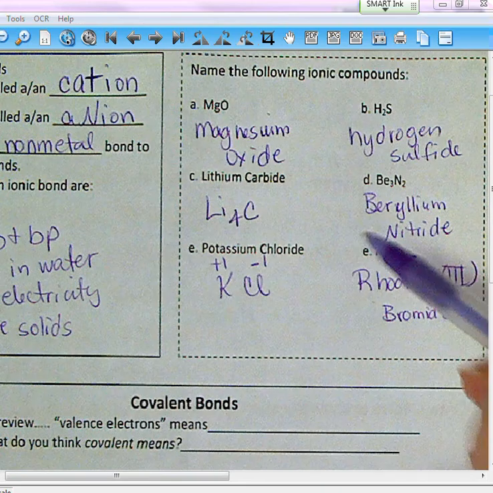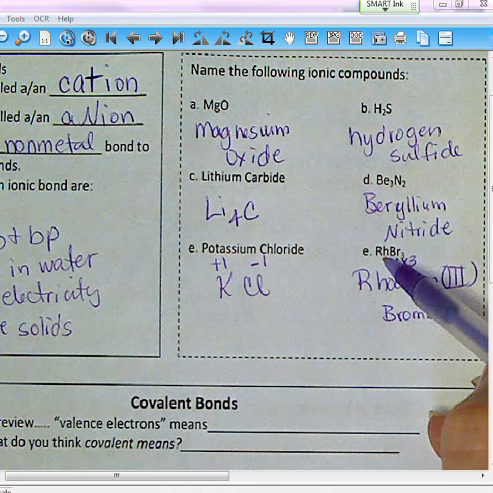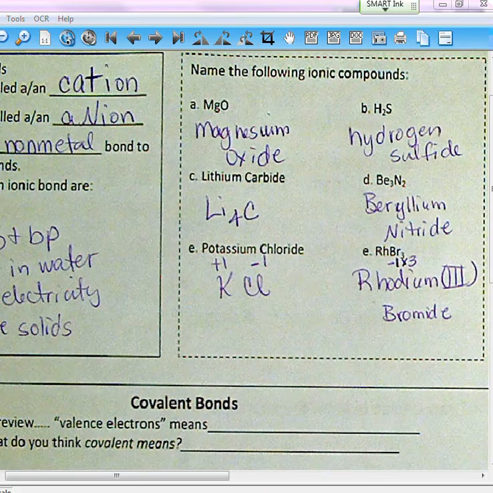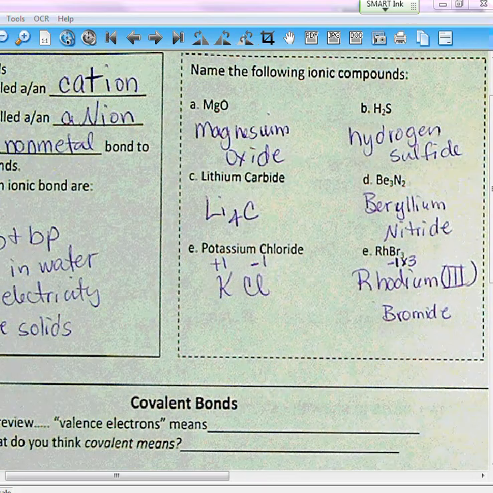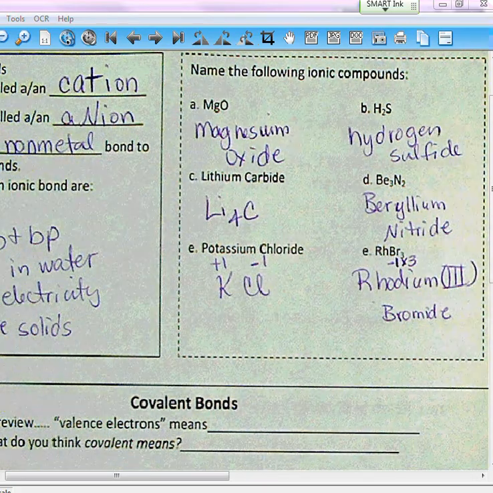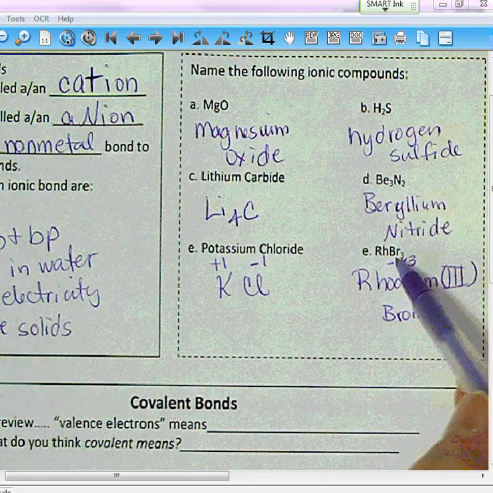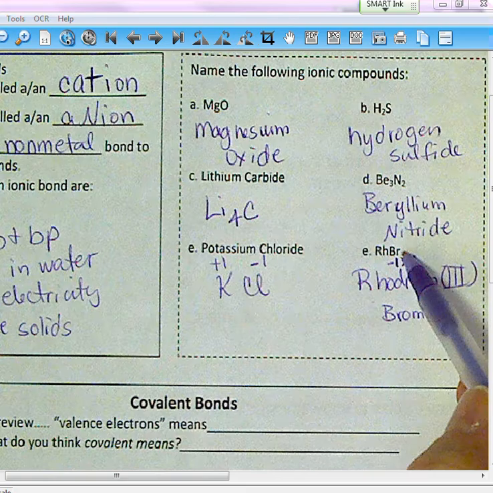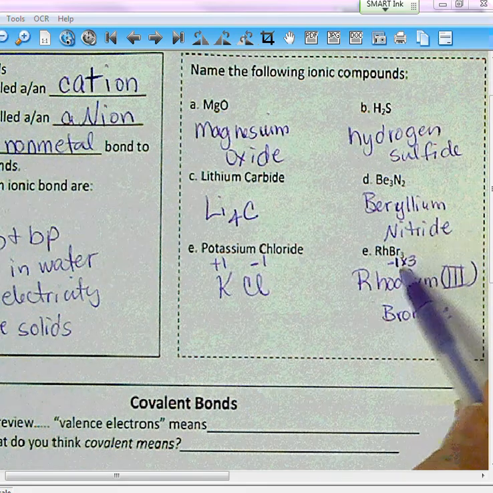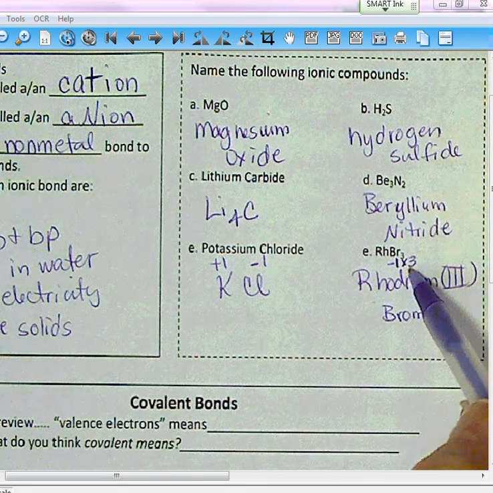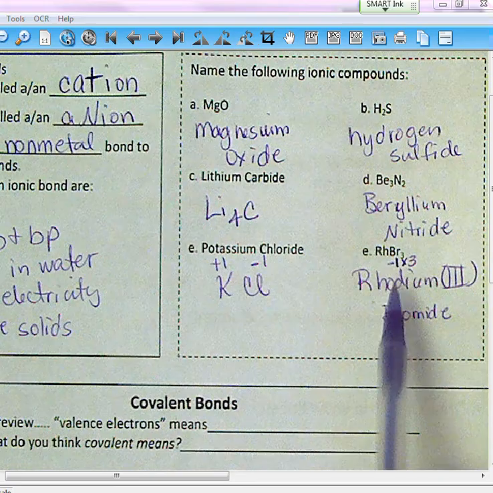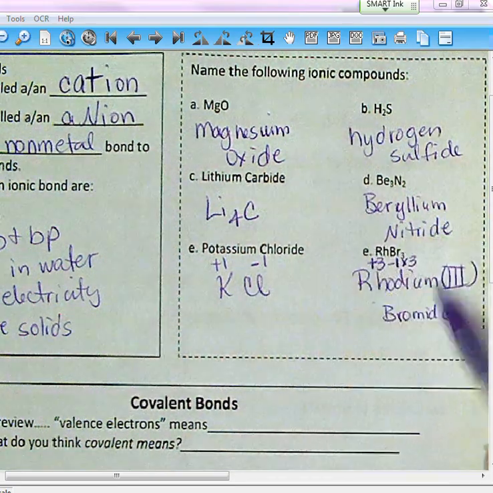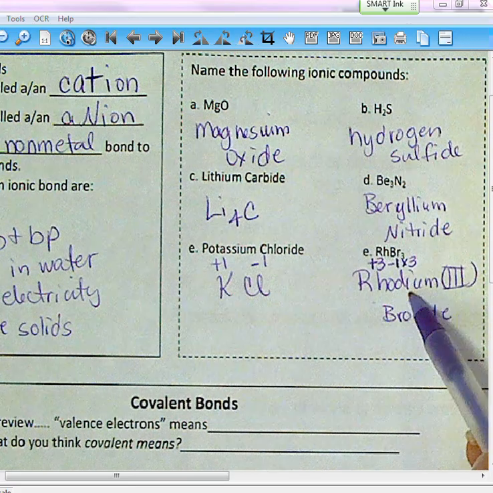Rhodium is a transition metal, so you would need to look at your ionic charges chart. First thing we do is we check the charge on bromine, which is a -1. There are 3 of these, and so the total charge would be -3. So we know we need to have a +3 charge for rhodium. So it would be rhodium 3 bromide.